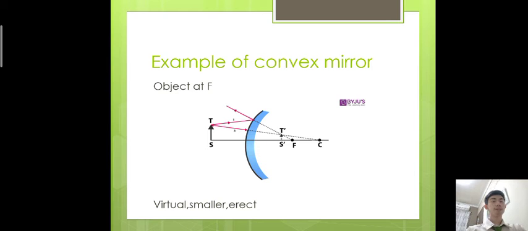Example of convex mirror. While object at F, the variable t is the real object. So we pull a line from the real object through the mirror through the curvature passing the mirror, while another line we pull from the real object through the mirror bounced upwards. The line that goes upward we extend so that the line passing through the focus. Then we get the image is virtual, smaller, and erect.